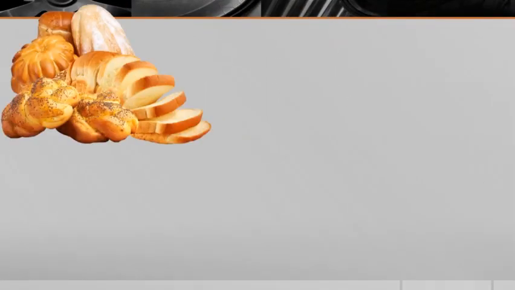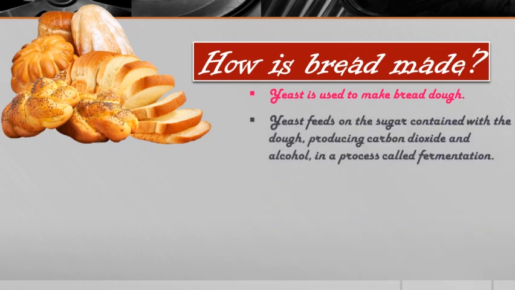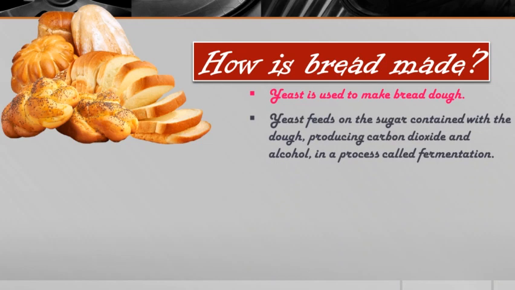Yeah, again this is very yummy food, right? Bread. So how is bread made? Let's see. Yeast is used to make bread dough, and yeast feeds on the sugar contained in the dough, producing carbon dioxide and alcohol in a process called fermentation. In a previous slide we have seen the carbohydrate present in the sugar, so yeast will convert them into carbon dioxide and alcohol, and the process is called fermentation.